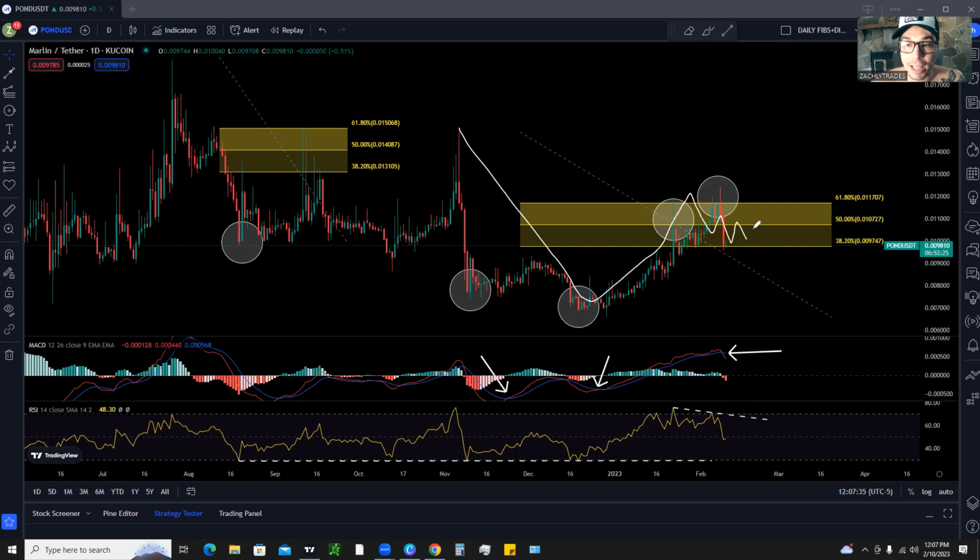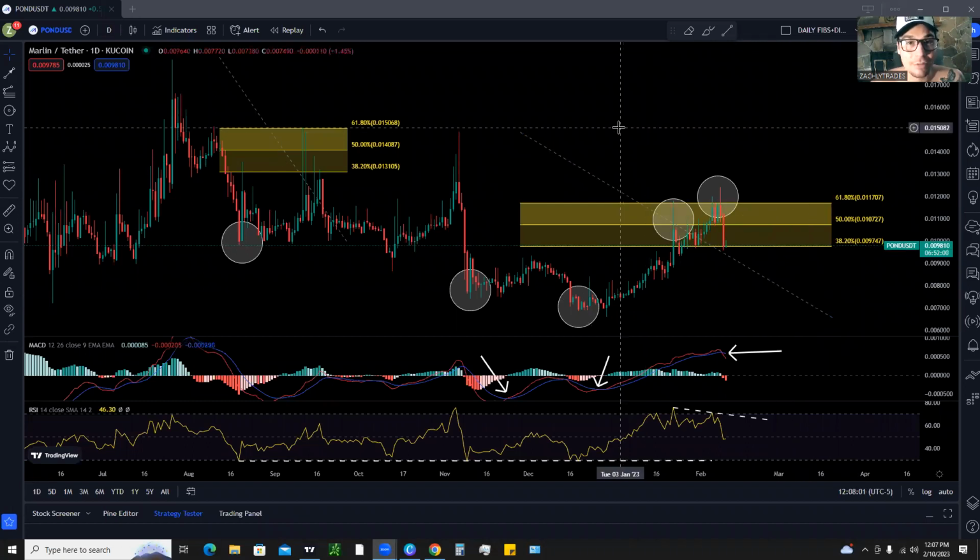Can we consolidate? Can we continue to absorb some of this price action and get a breakout, retest and continuation higher? Can the MACD curl back above? And can the relative strength index break this bearish divergence trend line? If so, we have potential for some more bullish activity. Otherwise, most likely we're going to get trend continuation and continue to head back down to the downside below our 0.009747 38.2% retracement level. So that's it for today's video.